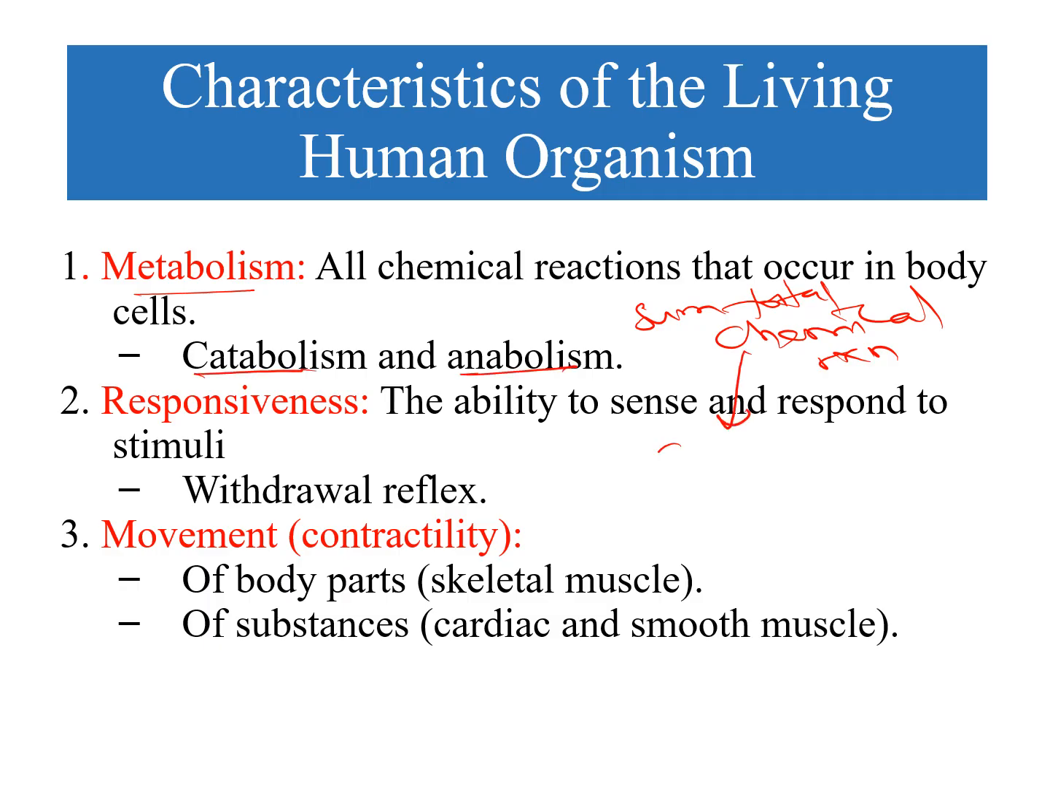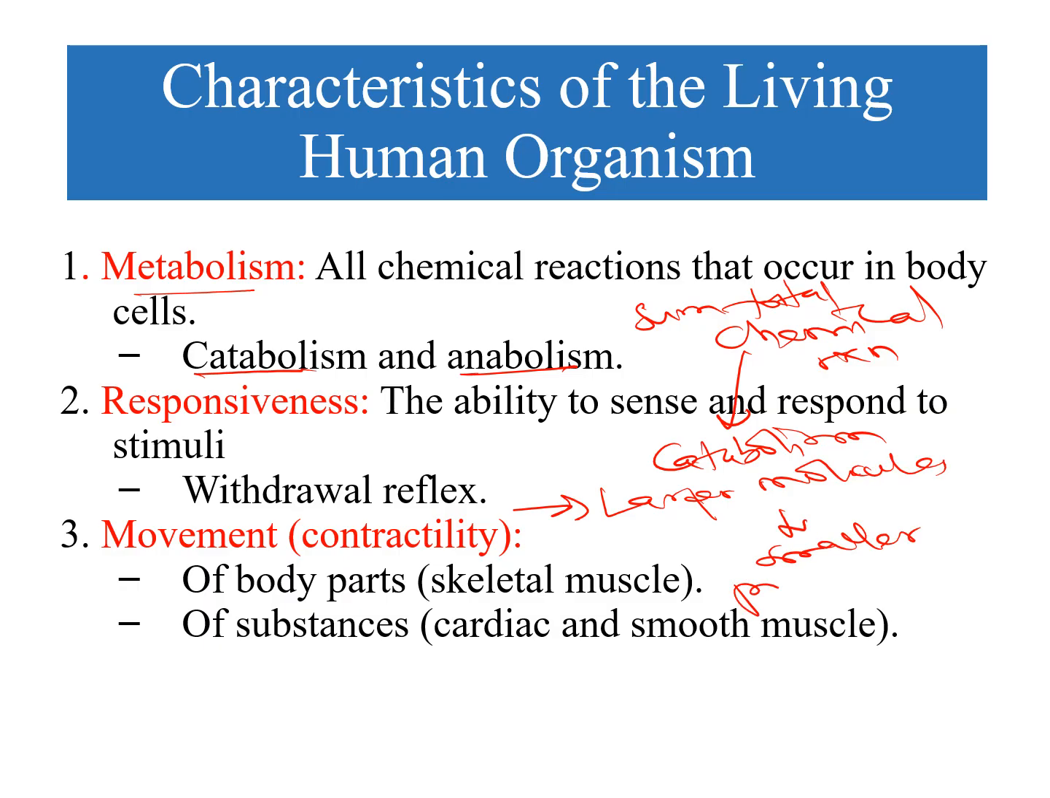The catabolic phase, or catabolism, is a phase where larger molecules are broken down into smaller ones. For example, a protein, which is a large molecule, is broken down into individual amino acids, which are smaller molecules. Then in anabolism, smaller molecules are put together to form larger molecules. So that's what metabolism is all about.